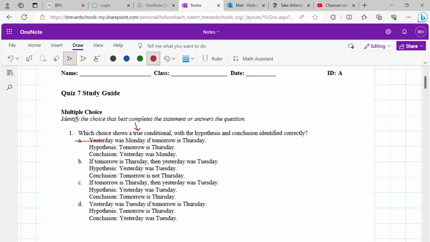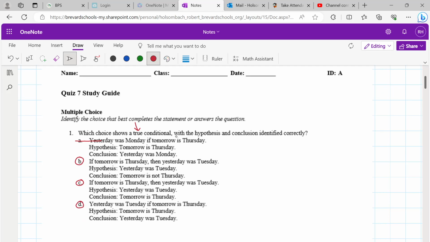Answer choice B, if tomorrow is Thursday, then yesterday was Tuesday. Can that be true? Tomorrow is Thursday, yesterday was Tuesday, that means it's Wednesday. That can be true. Answer choice C, if tomorrow is Thursday, then yesterday was Tuesday. That can be true. And then answer choice D, yesterday was Tuesday if tomorrow is Thursday. All right, so these three are possibilities.